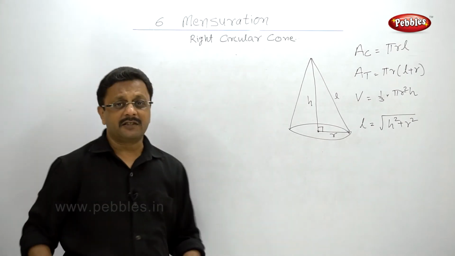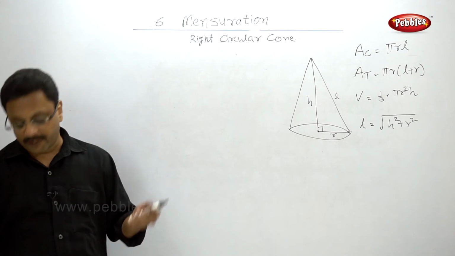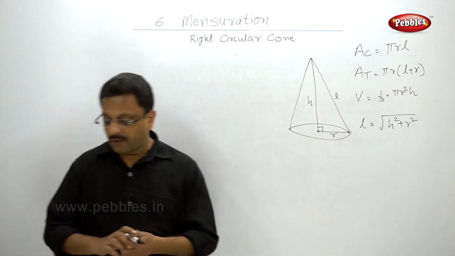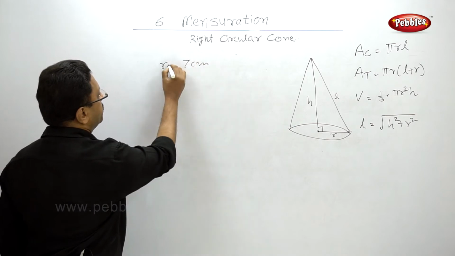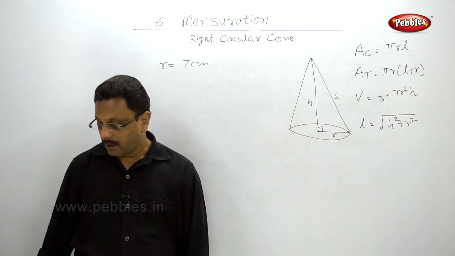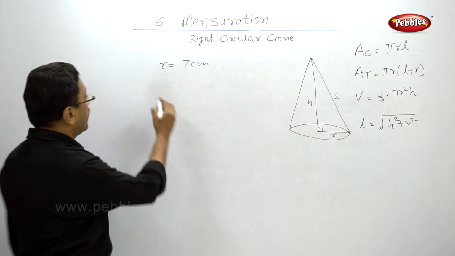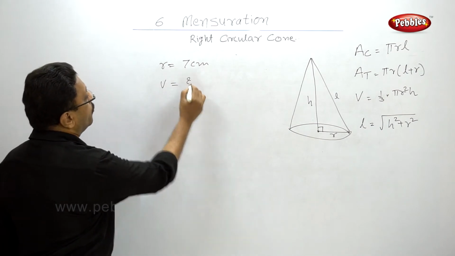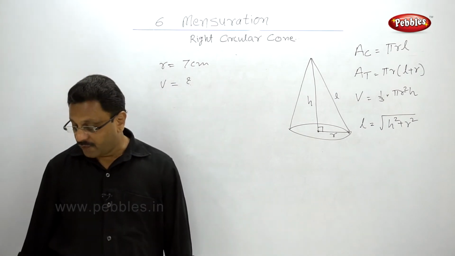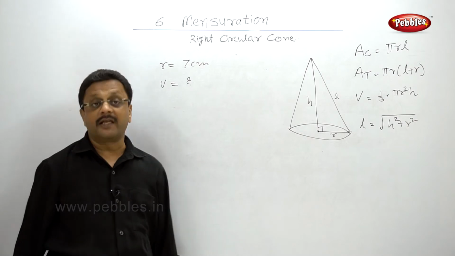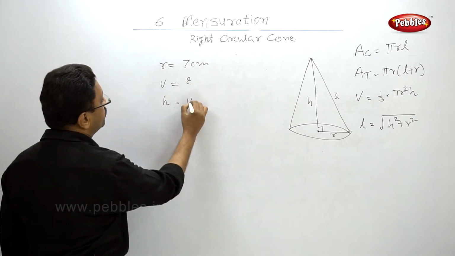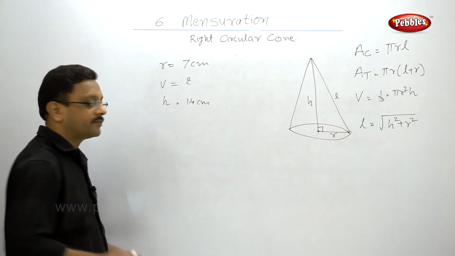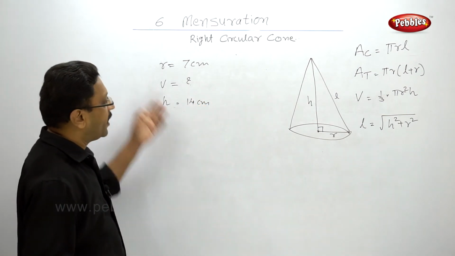Now this example is a little bit tricky, not very difficult. The radius of the cone is 7 centimeters. Find its volume if the height of the cone is double its radius. Height of the cone is double the radius, means it's 14 centimeters. That's all. Now you have to find out the volume.